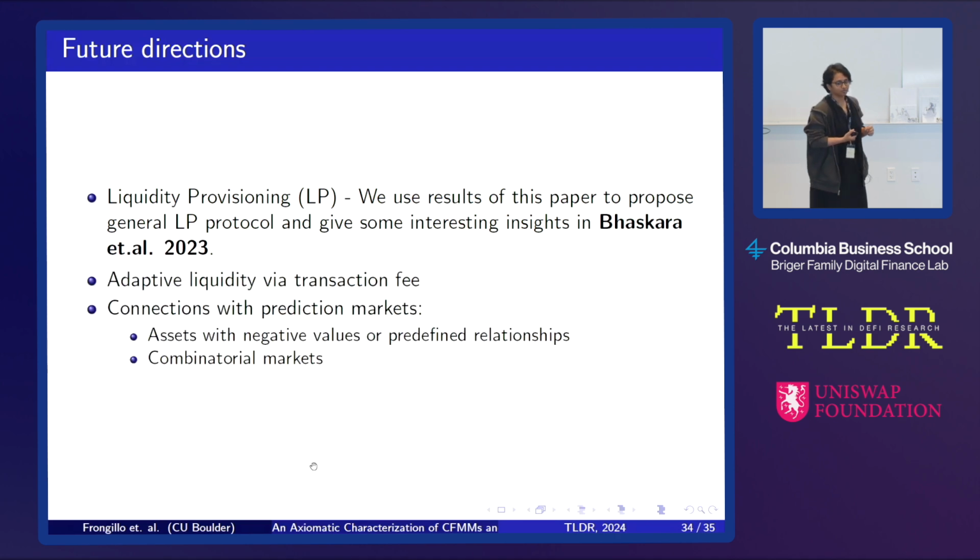It could be interesting to look into how introducing a transaction fee could give you an adaptive liquidity framework. And further connections to prediction markets could be explored, because prediction markets have literature that deals with, let's say, assets having predefined relationships, or how prediction markets deal with combinatorial versions of these assets.